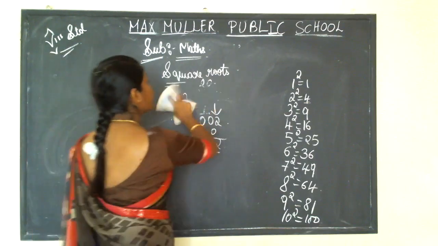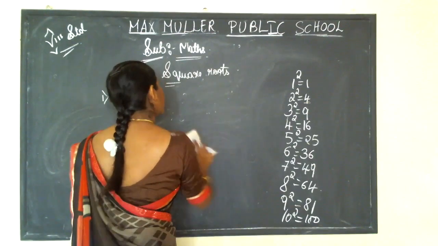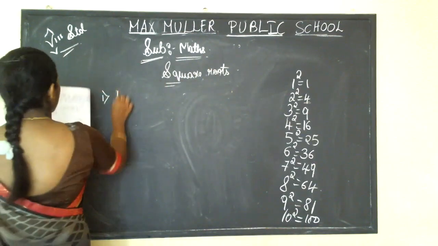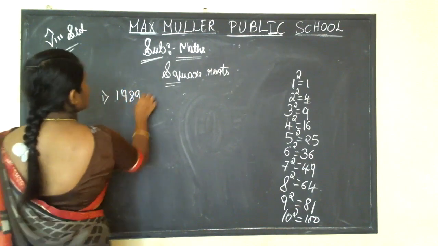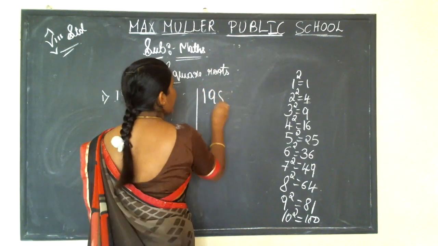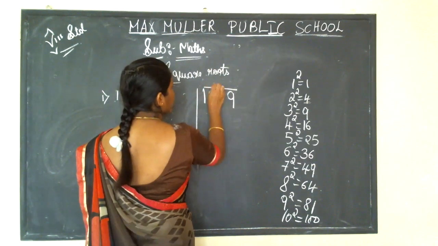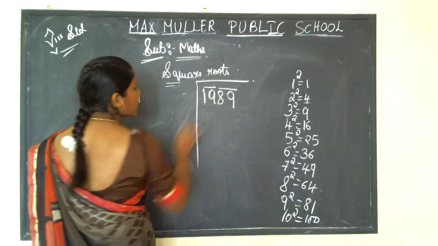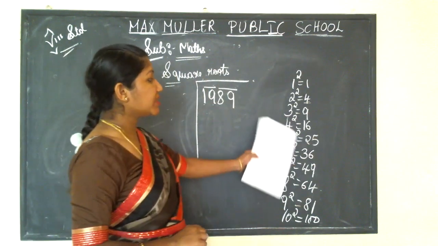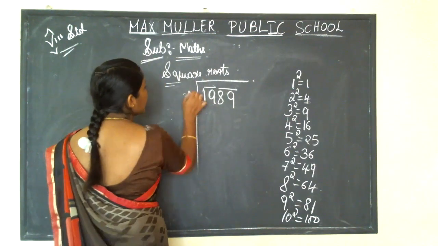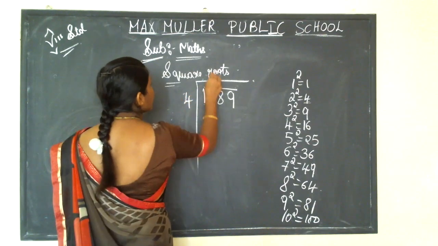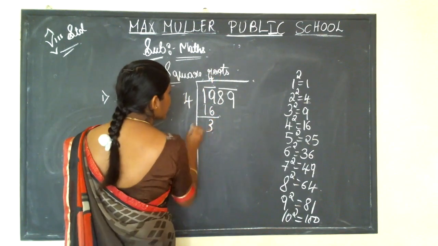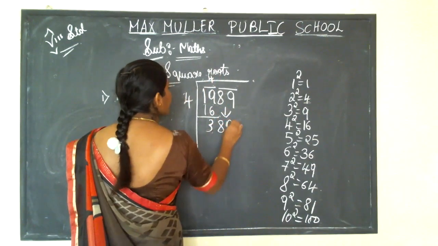Okay, now coming to the second number. The second number is what here? 1989. So go with the division method for 1989. As I told you, you have to group the digits. So here 1989, what do you have to do? You have to see the starting number 19. It is between 16 and 25. So you have to go with 4. 4 4s are 16. So here the remainder becomes 3 and bring down 89.